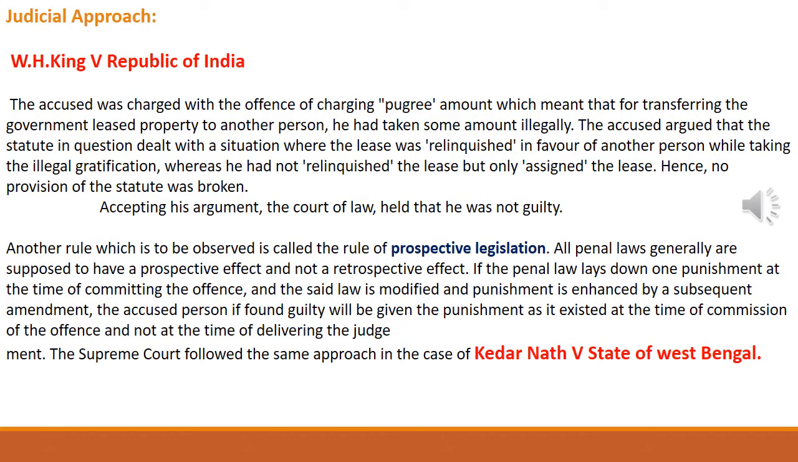Coming to the judicial approach, in the case of W.H. King versus Republic of India, the accused was charged with the offense of transferring government leased property to another person, because this accused person had taken some amount illegally. What he had in his hands was only the government leased property. So what he did was transfer the property to another person.